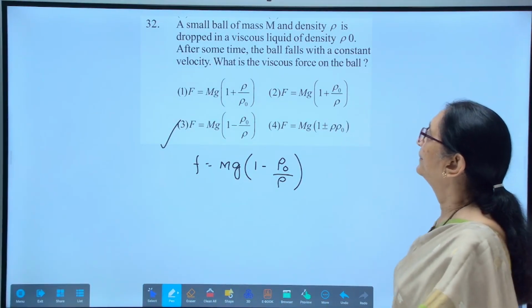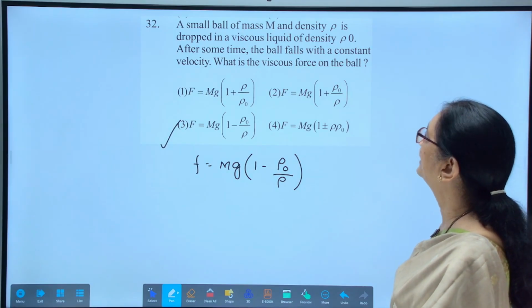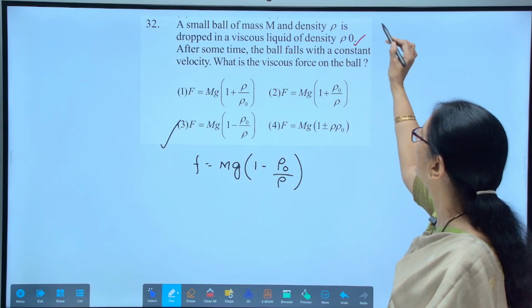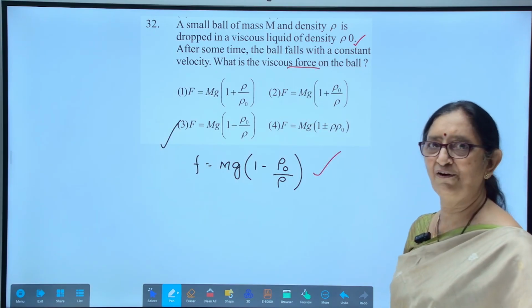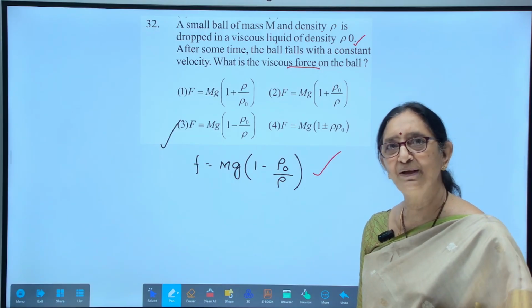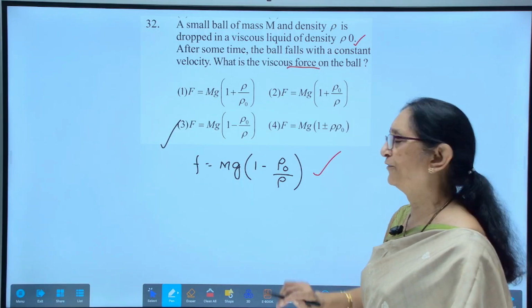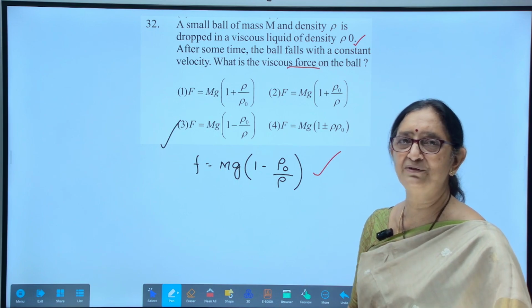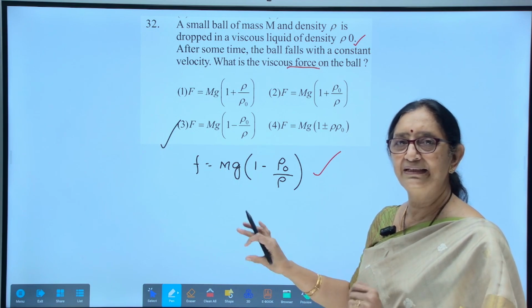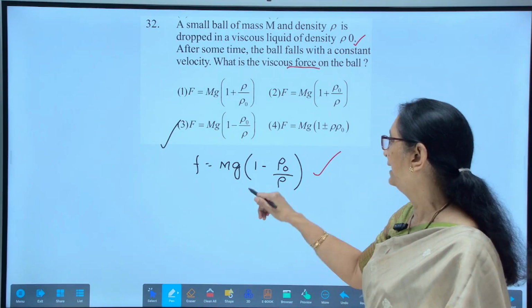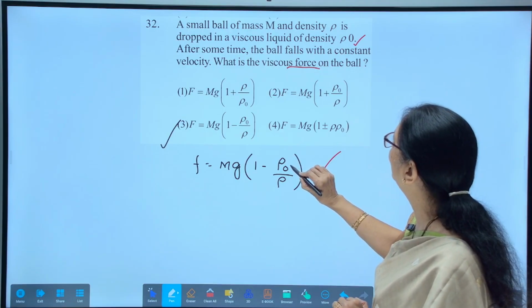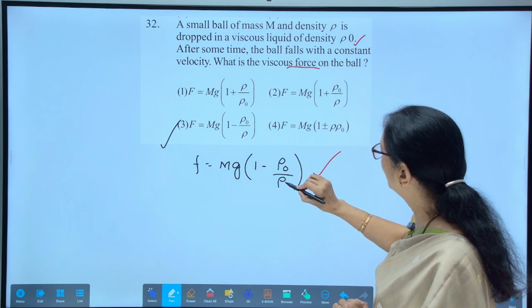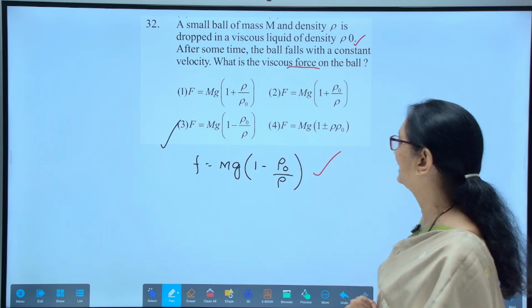Look here. A small ball of mass m density rho is dropped in a liquid of density rho naught. What is the viscous force? That is the straight formula which we have done so many problems on. Viscous force should balance the net downward force acting on the object. So, it is mg minus buoyant force, mg into 1 minus density of the liquid, rho naught, by density of the object, rho.